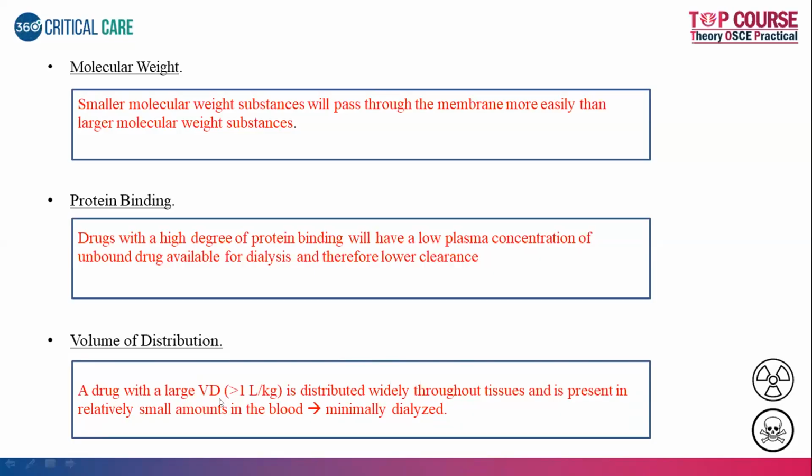So it is minimally dialyzed. Your volume of distribution should be less than 1 liter per kg to get excreted through the extracorporeal therapies. Okay, so small molecular weight, less protein binding, and less volume of distribution.